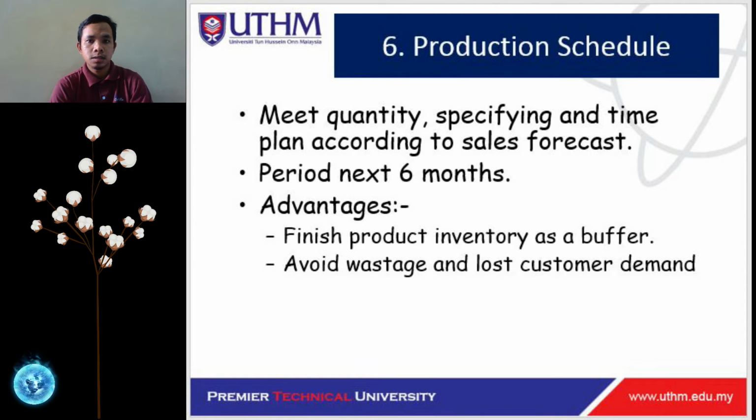Number 6, production schedule. Production schedule is to make the quantity specified and time plan according to sales forecast. Next is periods, next 6 months advantage. Finished product inventory acts as a buffer and avoids wastage and lost customer demand.